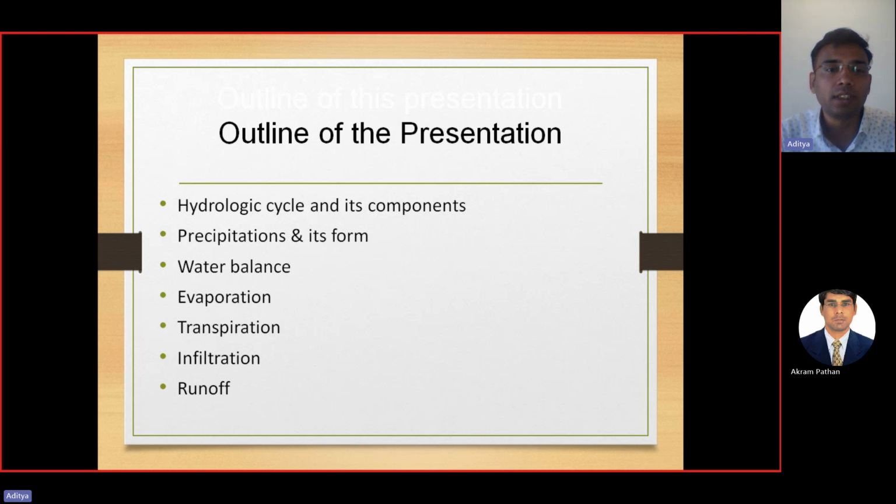My outline of presentation is: first we'll discuss the hydrological cycle and its components. You already know what the hydrological cycle is, but we'll still discuss some glimpses of it. Then we'll move to precipitation and its forms. Then we'll discuss water balance. Water balance is the key factor for the overall hydrological process, and we have to manage our resources based on it. Then we'll discuss evaporation, transpiration, infiltration, and finally we end the presentation with runoff.